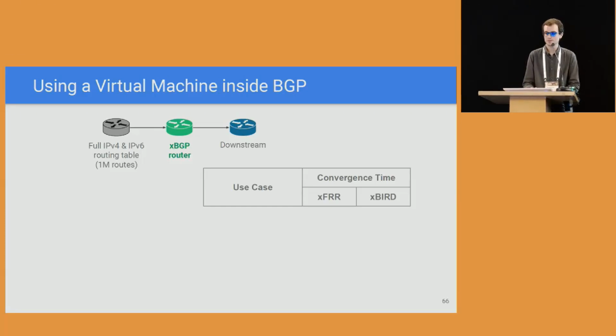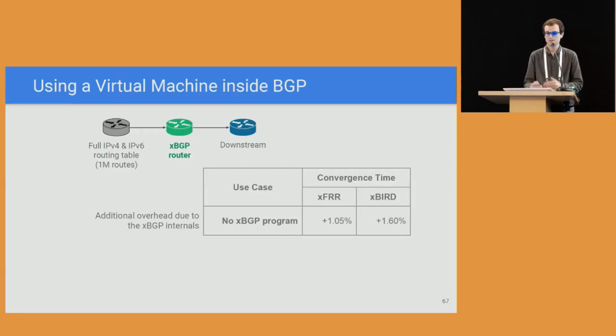The first thing we did is to check if there is an additional overhead or not, if there is no xBGP program executed inside the routers. And actually, there is a small overhead because you have to initialize some data structures related to xBGP, and also to check if there is some plugin inside the implementation. So there is a slight overhead.